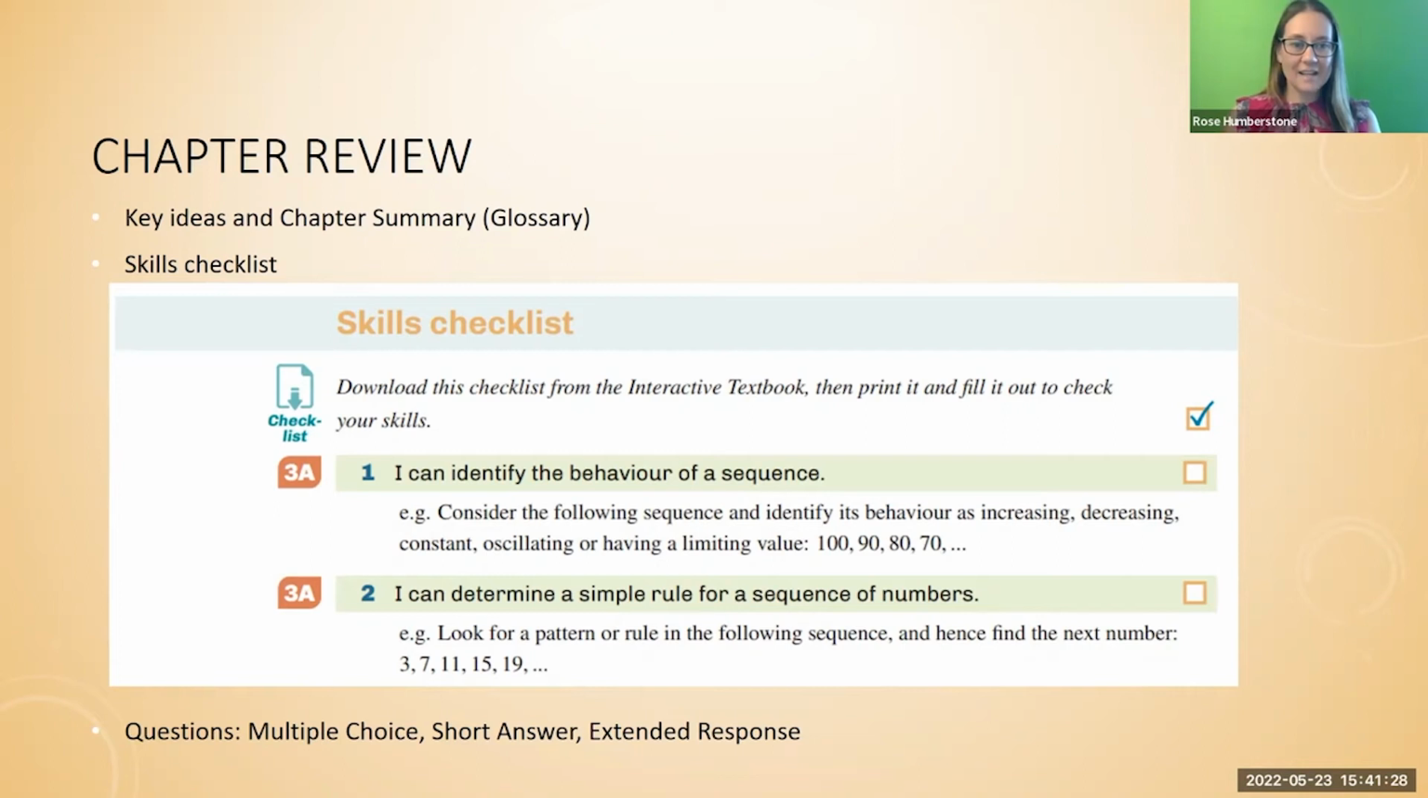Following this, as normal, we have our multiple choice, short answer and extended response questions, which are designed to help consolidate and test and develop students' understanding further.